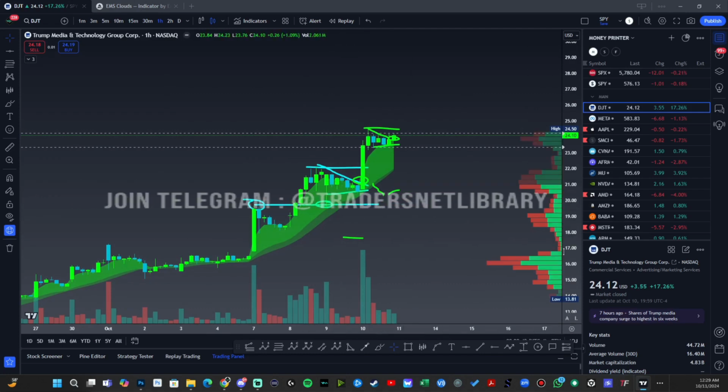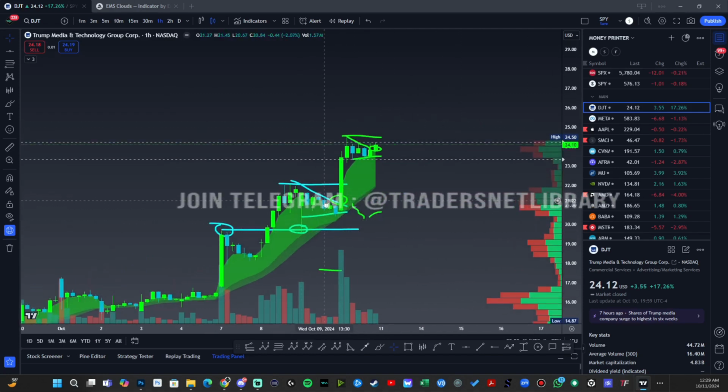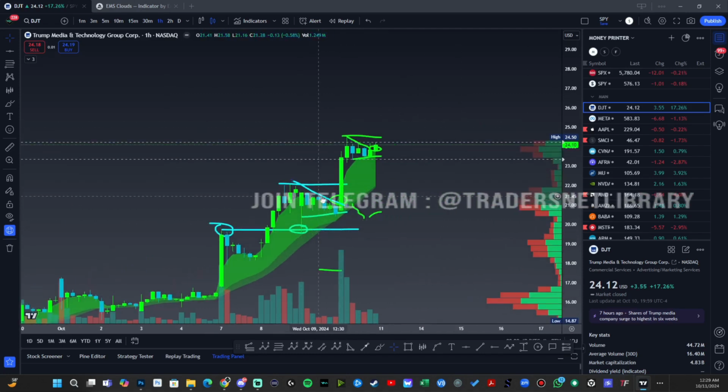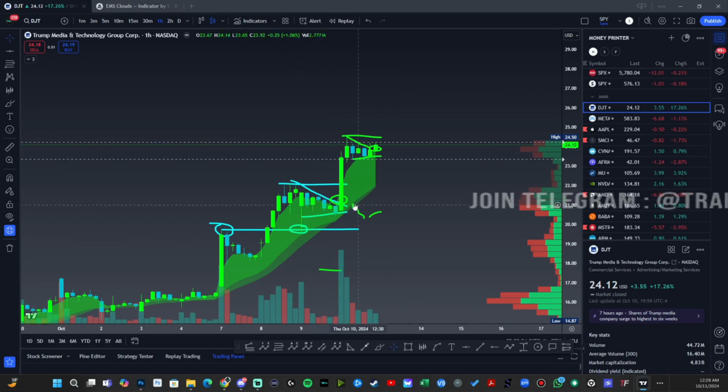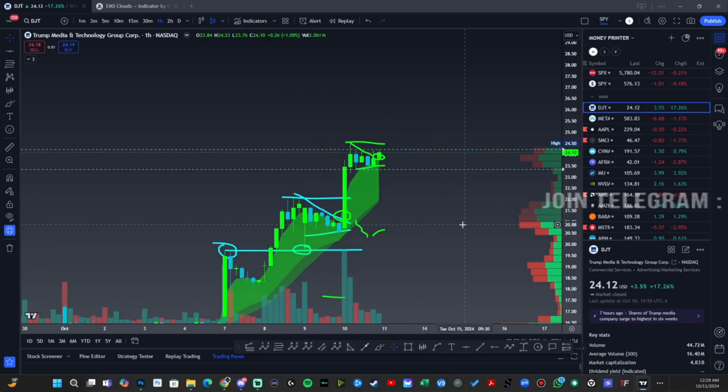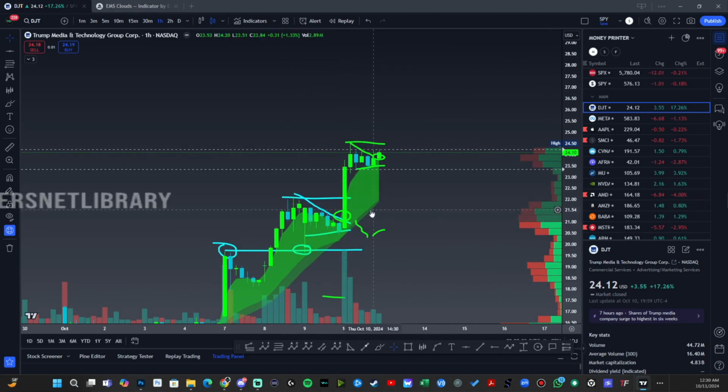This is the 1 hour time frame. Notice how this wedge is much bigger than this one. So this is probably going to be smaller. I'm going to size smaller on this one than on this one. I always size with about 1 to 2% on my main account. This one I would do 1%. This one I would do 2%.